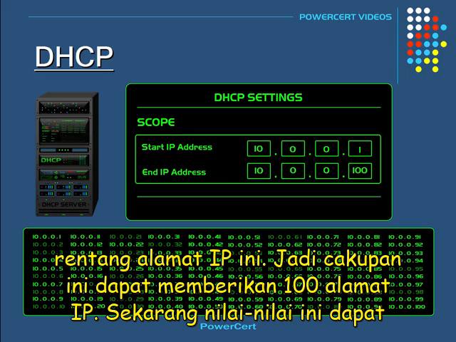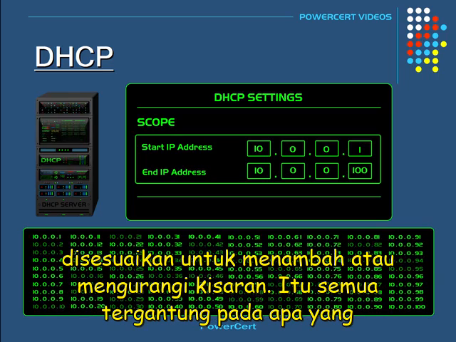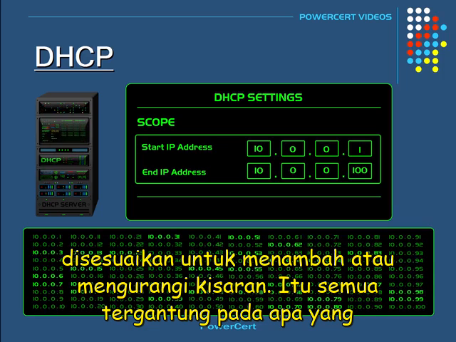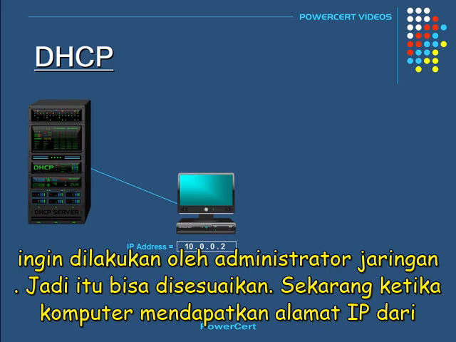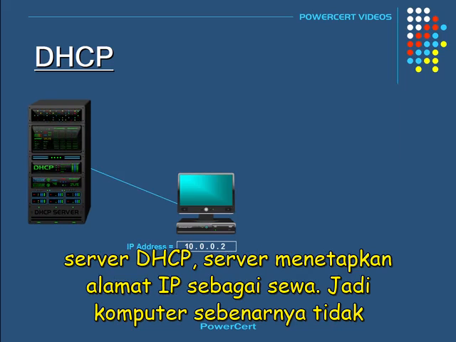So this scope can give out 100 IP addresses. Now these values can be customized to either increasing or decreasing the range. It all depends on what the network administrator wants to do. So it is customizable.